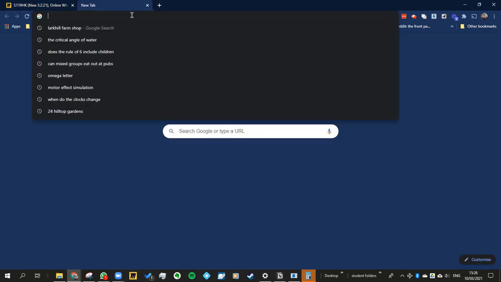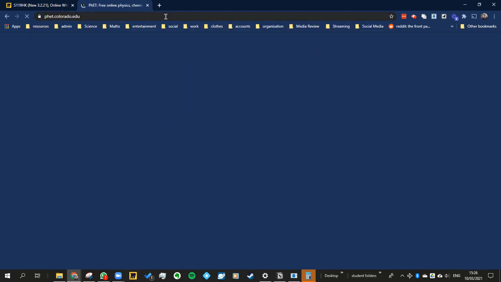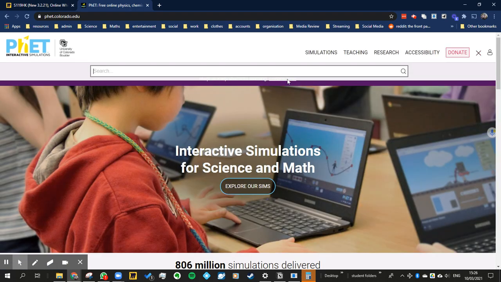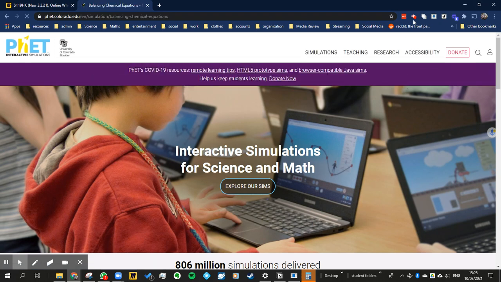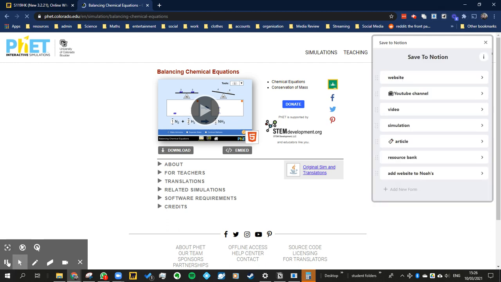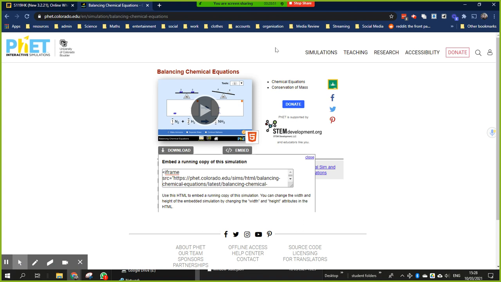So I'll open up a new tab and we type in PHET, probably my favorite website, and I'm going to search balancing chemical equations. I'm actually going to add this as well to my resource database. I'll just pause the video. So I'm at the website PHET. I've saved this simulation to my database, which you'll have access to as well shortly.